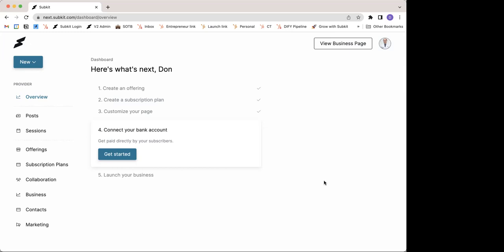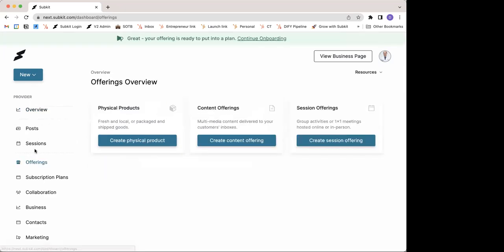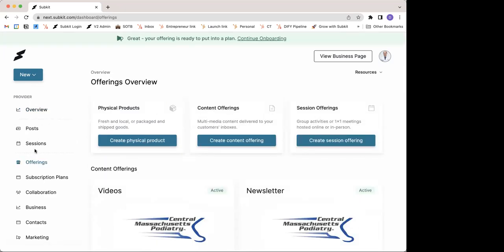Yeah. So the way we classify the various offerings or products and services that folks can have in a subscription is into these three buckets here. Whether it's a physical product, like maybe orthotics, right? If it's content, that's pretty much anything you could envision being delivered to somebody's email inbox, either video, audio, text, or multimedia. And then a session offering is either one-on-one or a one-to-many group call, sort of like what you and I are doing right now, interfacing in a direct way.